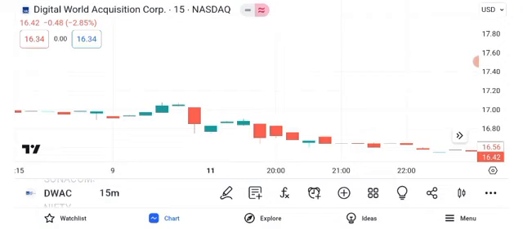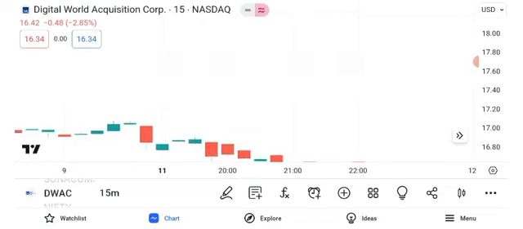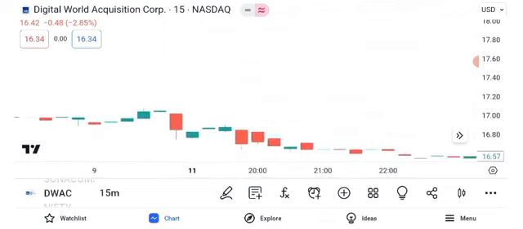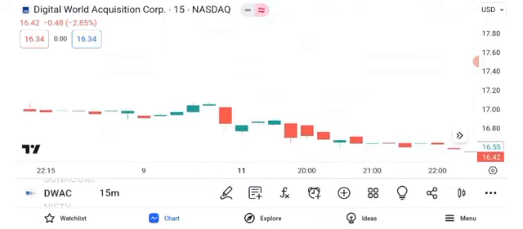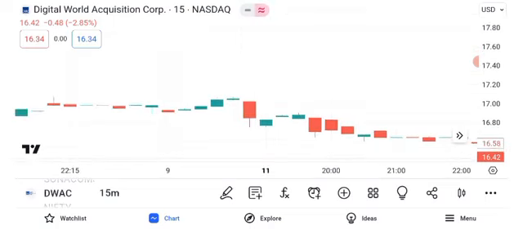Now, let's discuss potential future targets for DWAC. Analysts are closely watching this stock. Based on current trends and market sentiment, the short-term target is estimated at $20, while the long-term target could reach $35. Keep in mind that these are projections, not guarantees.